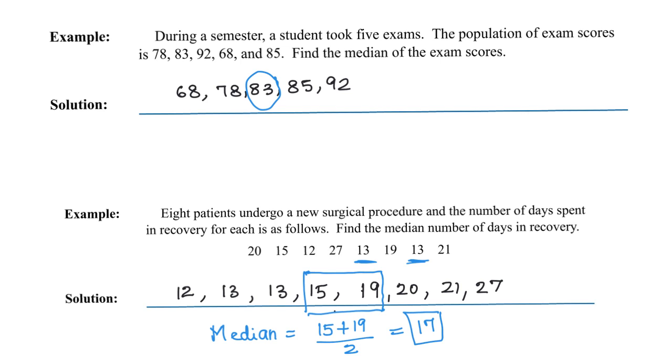The procedure for computing the median is, first arrange the data values in increasing order and determine the number of data values, that is n. If n is odd, the median is the middle number. If n is even, the median will be the average of the 2 middle numbers.